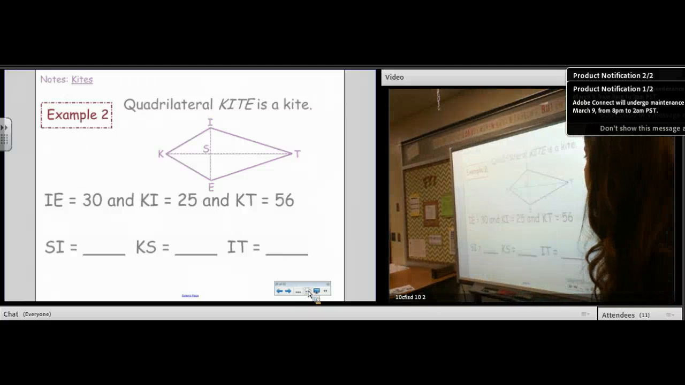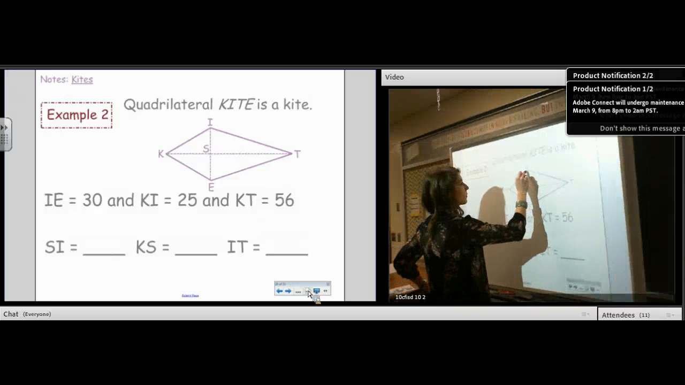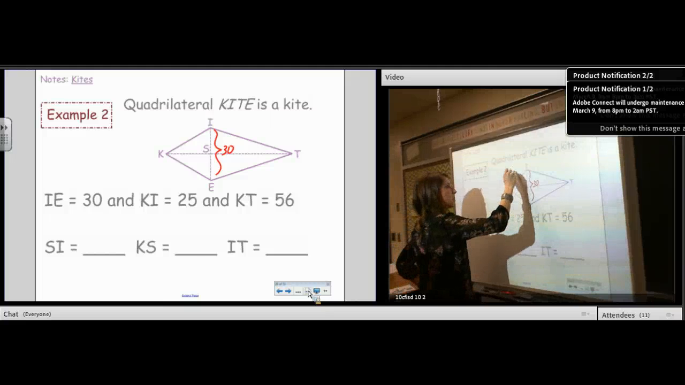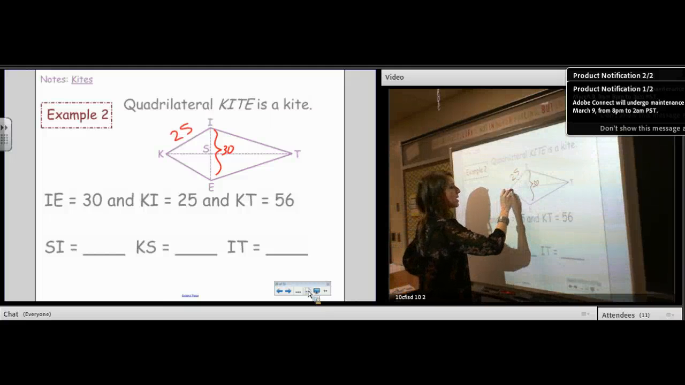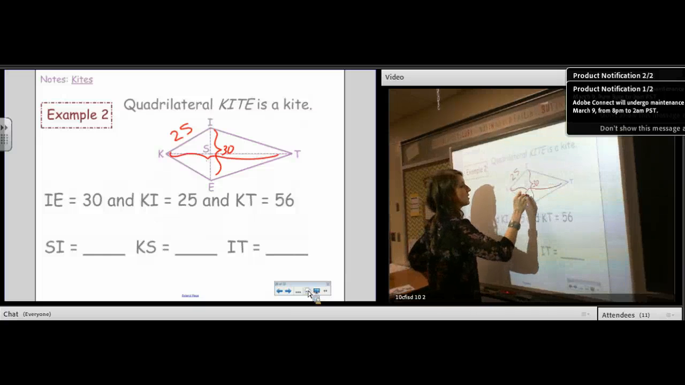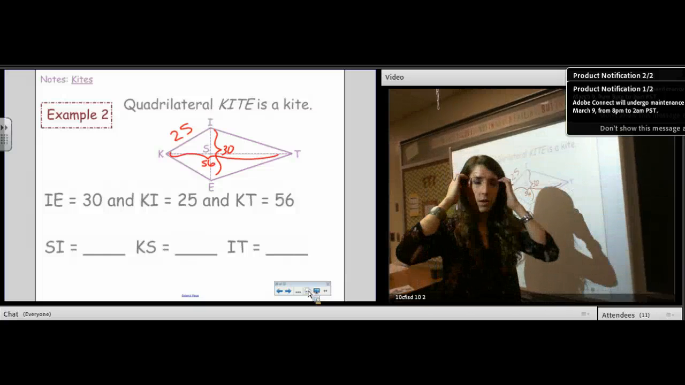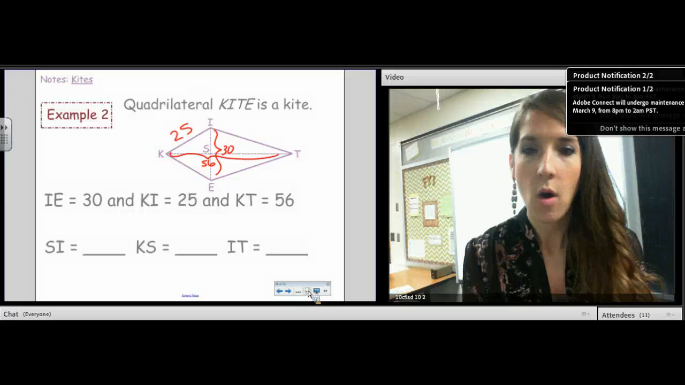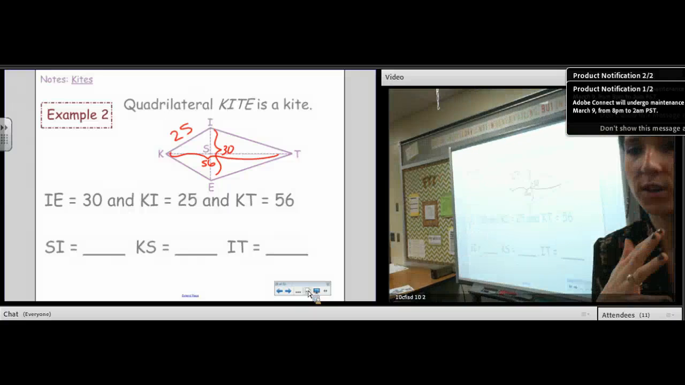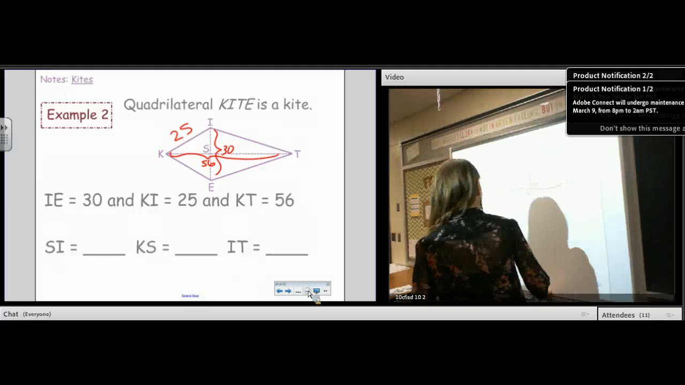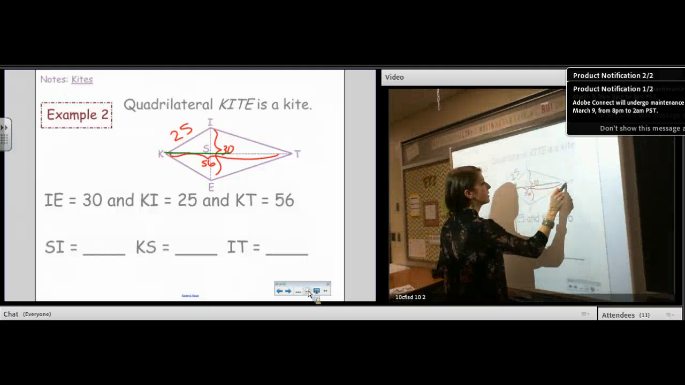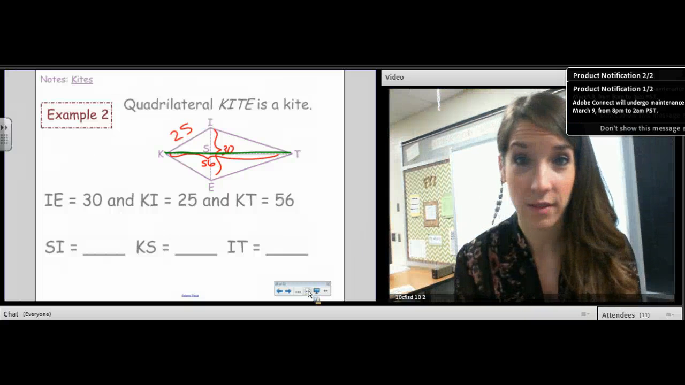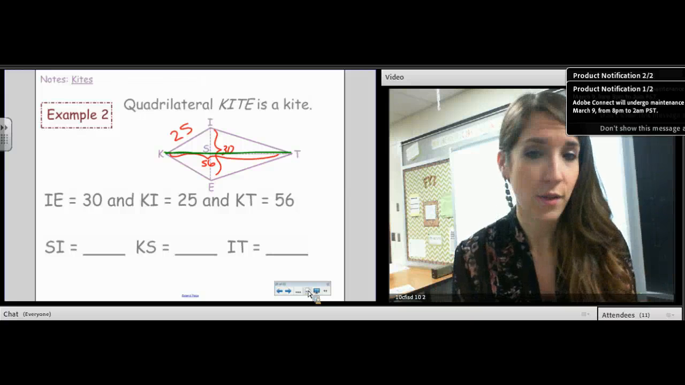Quadrilateral KITE is a kite. IE is 30. KI is 25. And KT, woo, is 56. Now be careful. In a kite, one of the diagonals gets cut in half. Not both of them, one of them. So be careful about which one of those you cut in half. Find your diagonal of symmetry. Here it is. That is the diagonal that cuts things in half. So my 30 gets cut in half, not my 56.